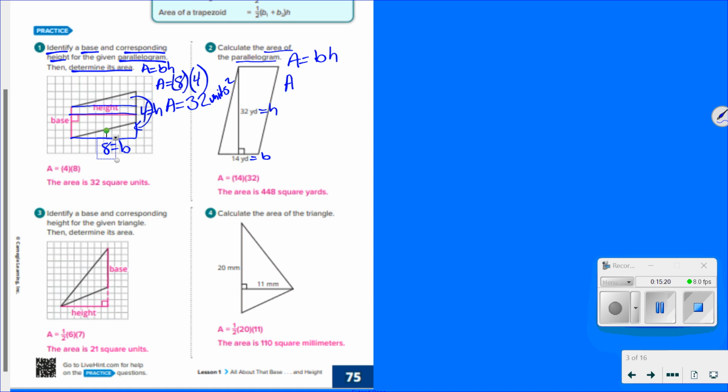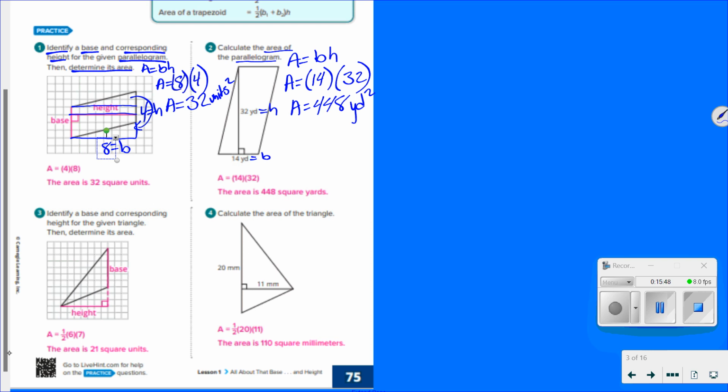We got our base and our height. Now let's just plug them in. We're going to put 14 where B is. We're going to put 32 where our height is. 14 times 32 is 448. Yards squared. Okay.